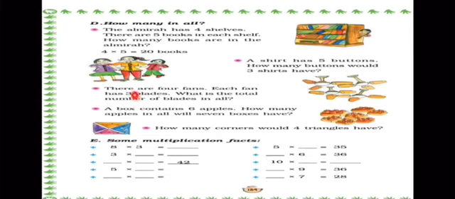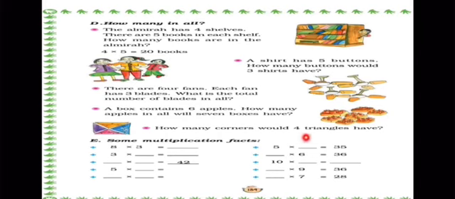There are 4 fans. Each fan has 3 blades. So what is the total number of blades in all? So 4 3s are 12. A box contains 6 apples. How many apples in all will 7 boxes have? So here also what we'll do, instead of counting boxes 7 times, we are just doing 6 7s are 42.